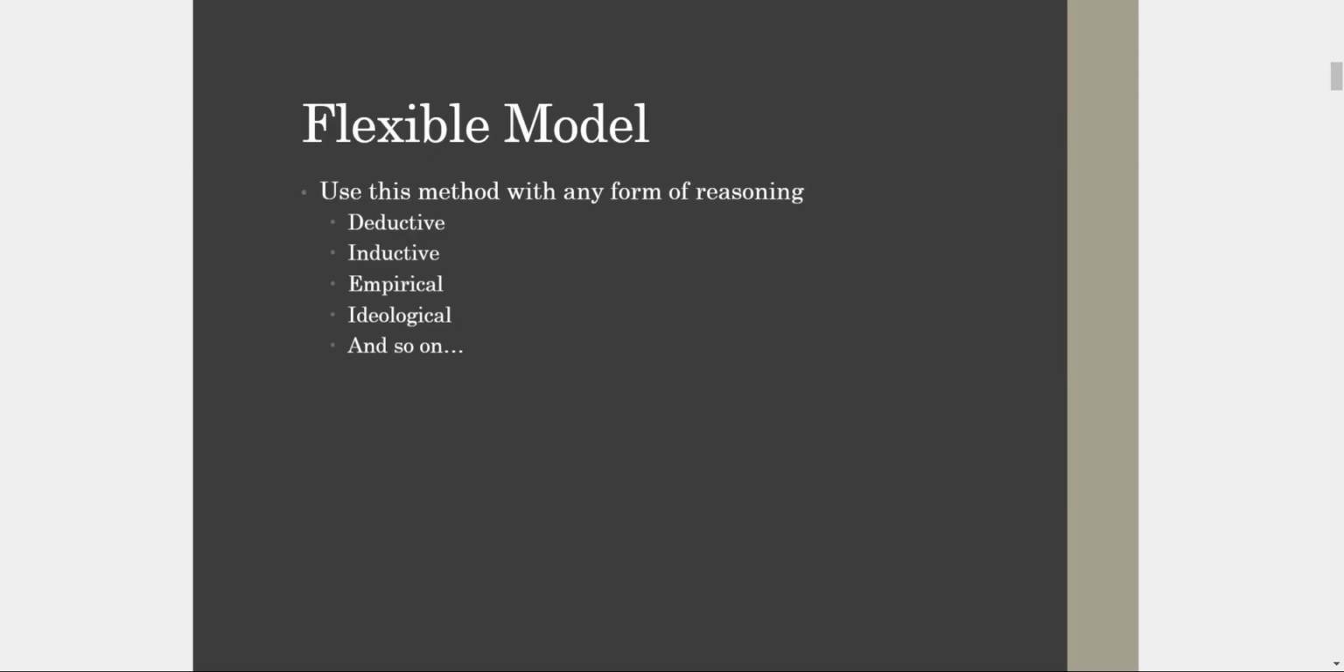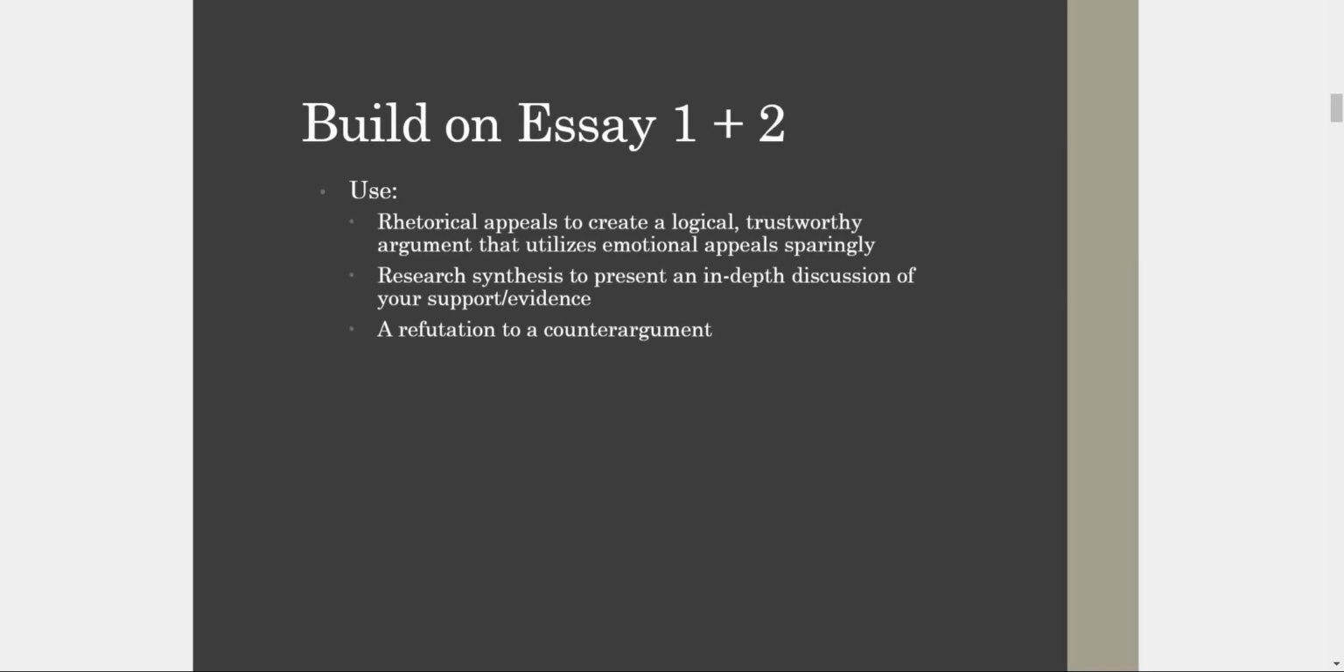This is also a flexible model. You can use this model or method with any form of reasoning, including deductive, inductive, empirical, ideological, and so on. We will also use this model to build on our knowledge from Essay 1 and Essay 2. We will do this by using rhetorical appeals to create a logical, trustworthy, or credible argument that utilizes emotional appeals sparingly and with a specific purpose.